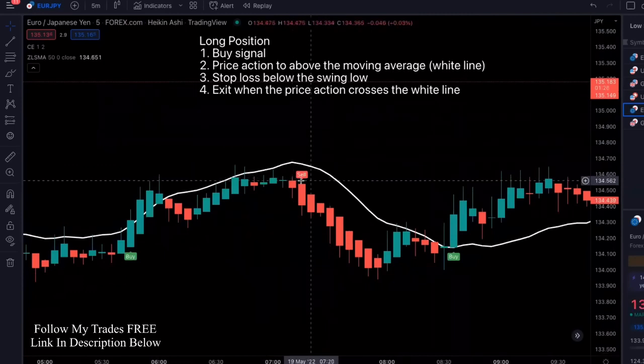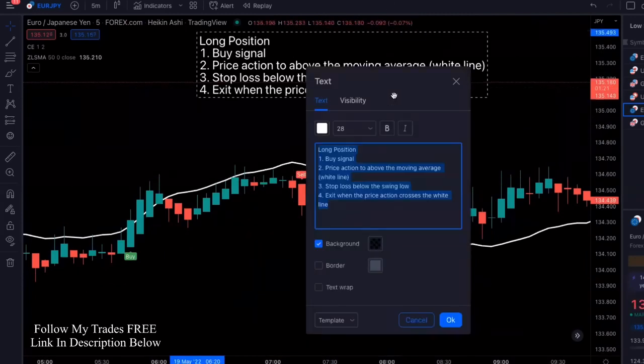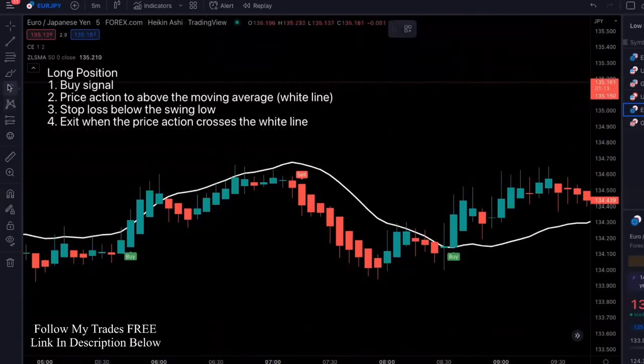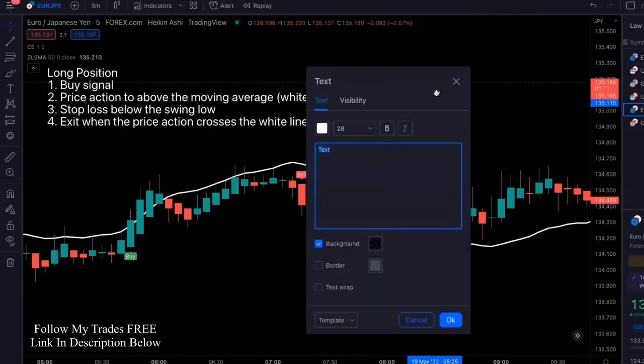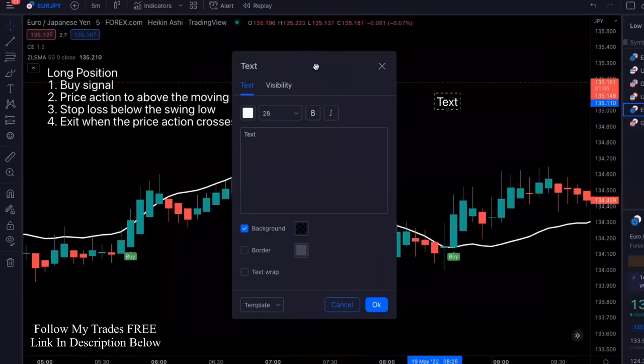All right. Now let's look at short positions. For example, this would be a good short position sale. Let's open up another one so you guys have these notes.